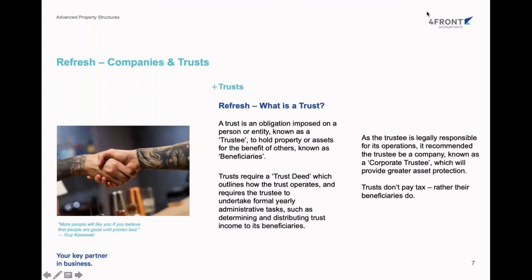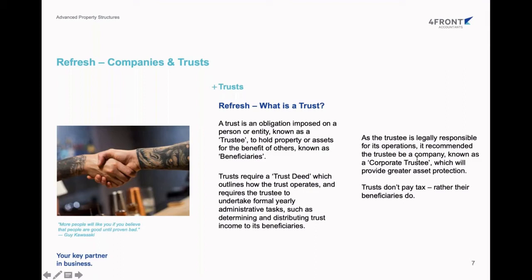So, refresh, what is a trust? Again, I'll read this verbatim. It is pretty succinct and to the point, and it covers the main part. So, apologies for just reading. A trust is an obligation imposed on a person or an entity known as a trustee. Their job is to hold property or assets for the benefit of others, known as beneficiaries, on trust, which is why it's called a trust. A trust will require a trust deed, which outlines how the trust will operate, and requires a trustee to undertake formal yearly administrative tasks, such as determining and distributing trust income to its beneficiaries. As a trustee is legally responsible for its operations, we always recommend that a trustee be a company, known as a corporate trustee, which provides another layer of asset protection.